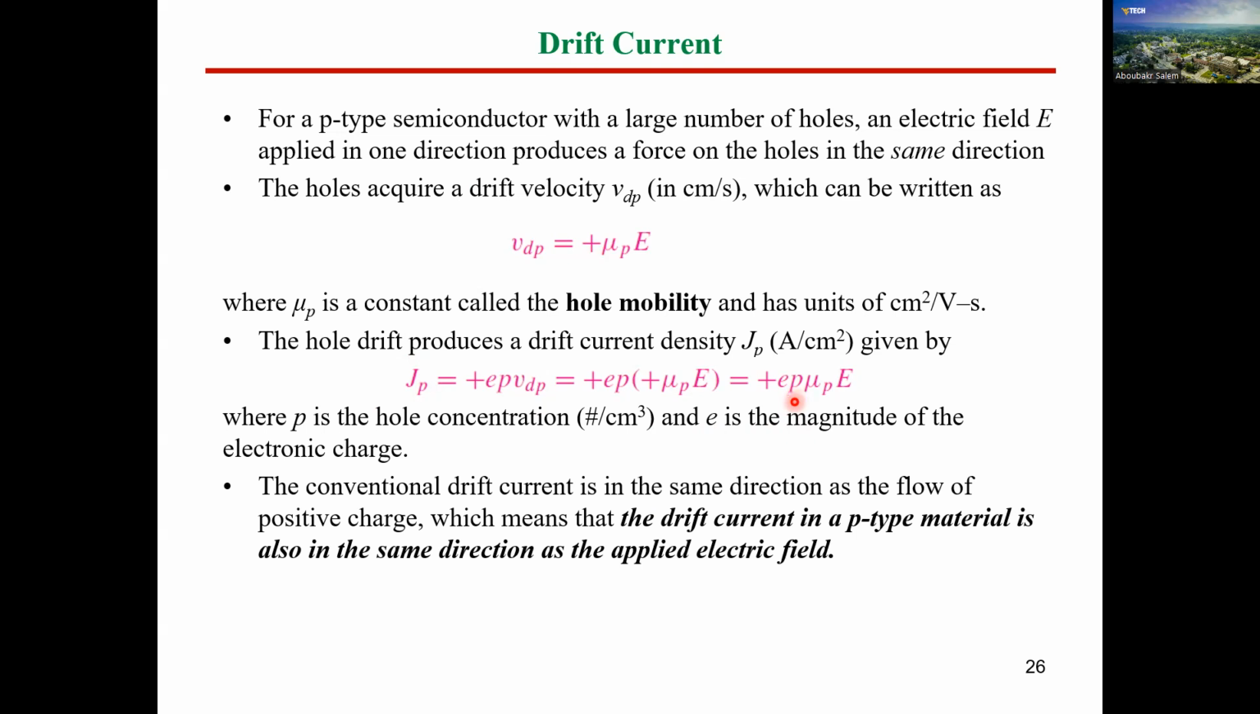And as you can see here, guys, the conventional drift current is in the same direction as the flow of positive charge, because we said that positive charge flows in the opposite direction of electrons, so it has the same direction as the current. Which means the drift current in a p-type material is also in the same direction as the applied electric field.